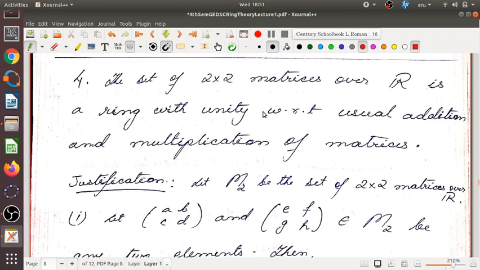Now let us try this. The set of 2 by 2 matrices over R, that means the entries are from the real numbers, is a ring with respect to usual addition and multiplication of matrices.